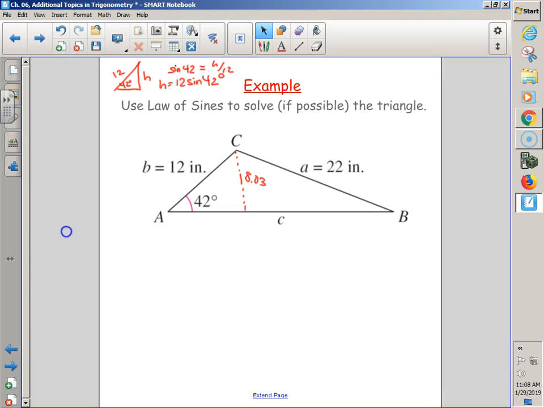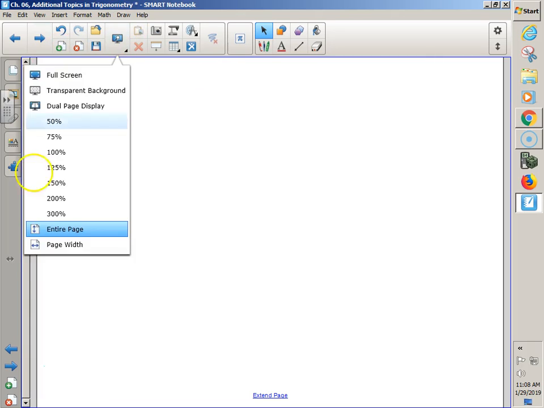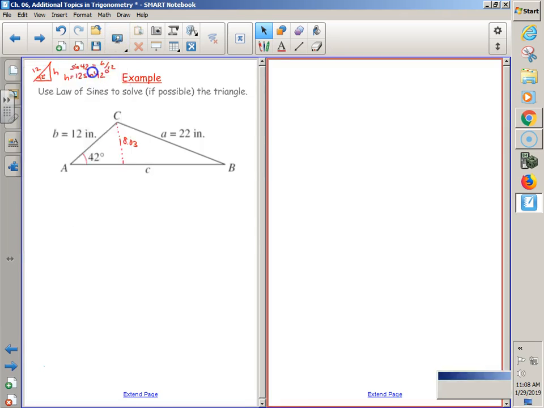I'm going to freeze the screen really quickly to set up a side-by-side comparison as to an example of 1 and an example of 2.